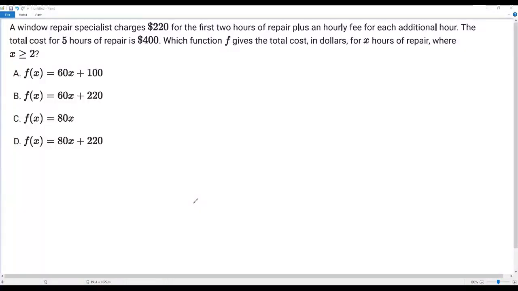Here we have a SAT math question. Okay, let's go with the information. A window repair specialist charges $220 for the first 2 hours of repair, plus an hourly fee for each additional hour. The total cost of 5 hours of repair is $400.